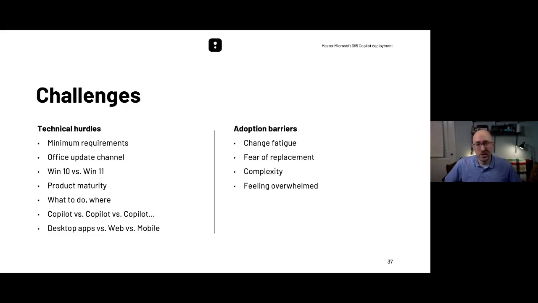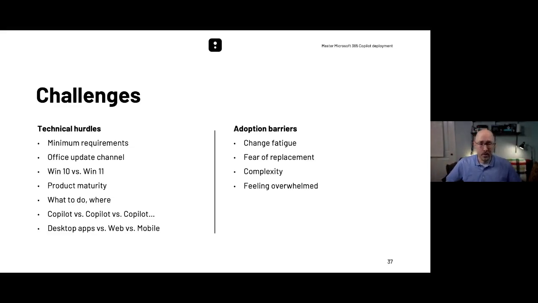And then adoption barriers. Things change rapidly in this world, just in Microsoft 365 and the business world in general, but things change really rapidly in the generative AI world. Change fatigue is something to be aware of. All these changes, people's heads are going to spin. The community becomes the safe place for us to talk and engage with one another and slow down and take a breath.